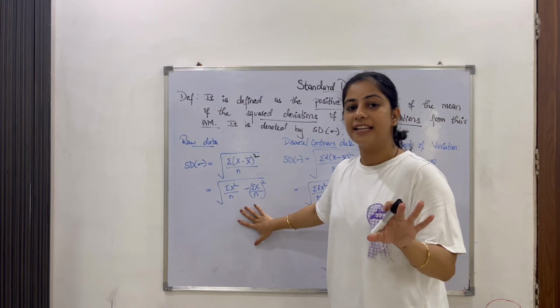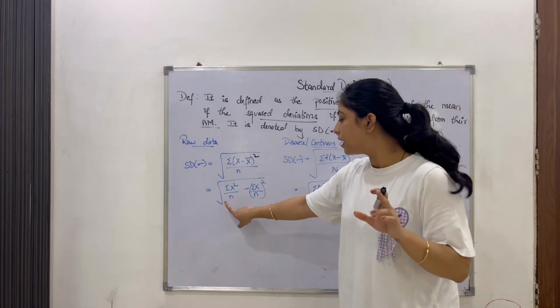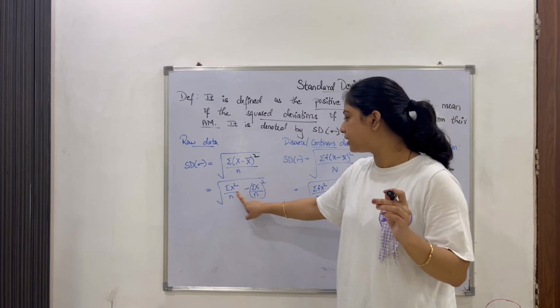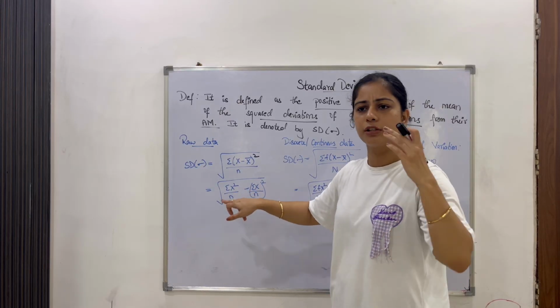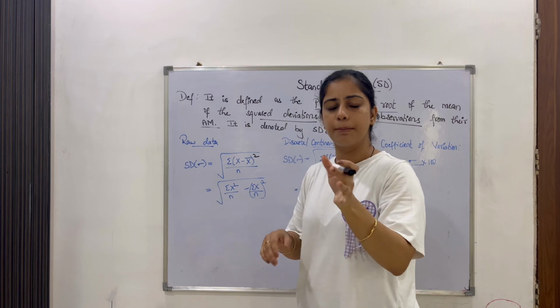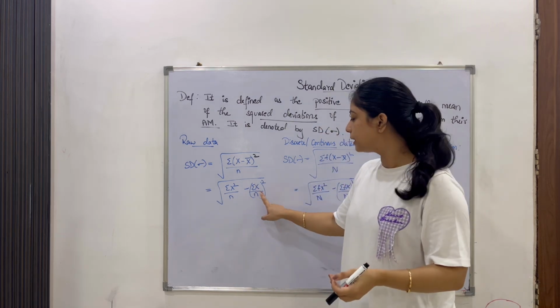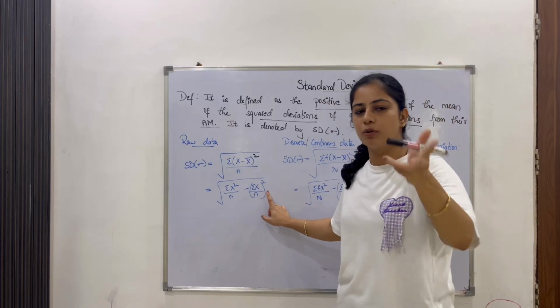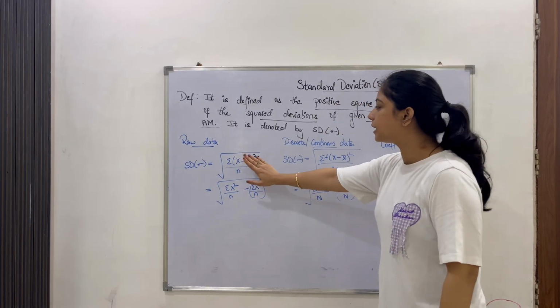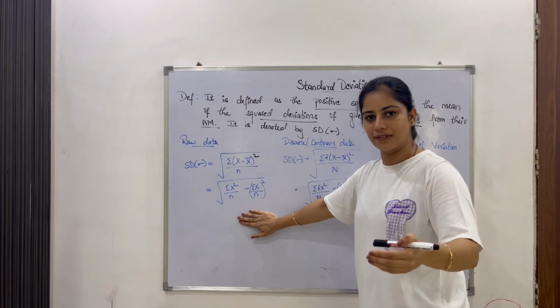You have to be very careful when doing the substitution. Summation x square is different. Summation x the whole square is different. In this case, you are taking the x values and squaring them up and then adding them. In this case, you are just taking the total of the x column and then squaring it. So both are different. This is in the case of raw data where you just have x values.